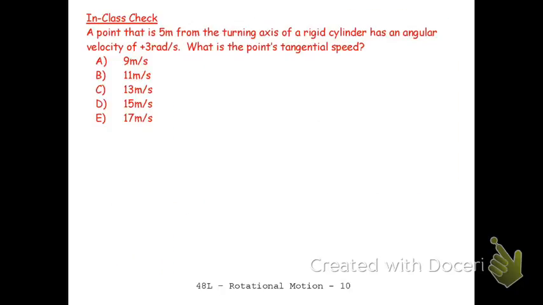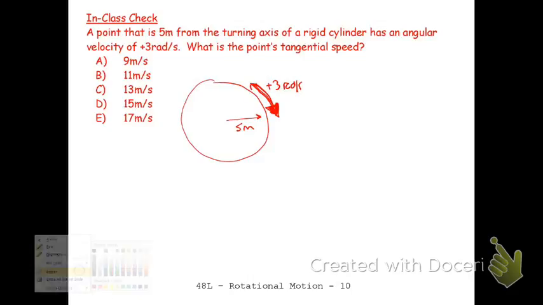A point that is 5 meters from the turning axis. So this is 5 meters of a rigid cylinder. It has an angular velocity, do a little curvy arrow, of +3 radians per second. I did that the wrong way around, doesn't matter. I'll correct it. Oh no, I didn't do it the wrong way around. Man, I'm sorry. So, like that. So there's my omega.